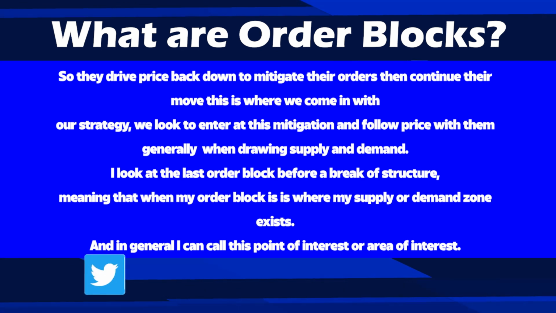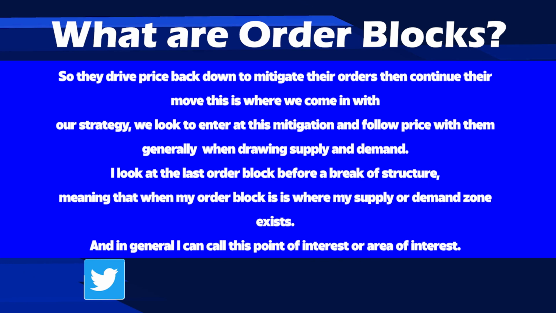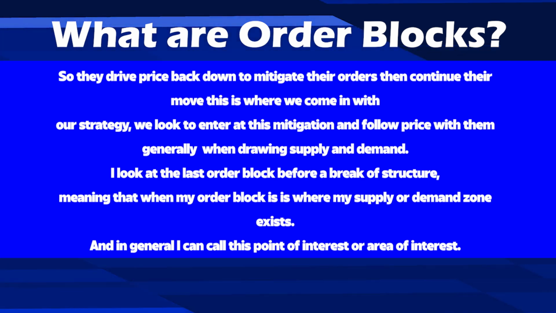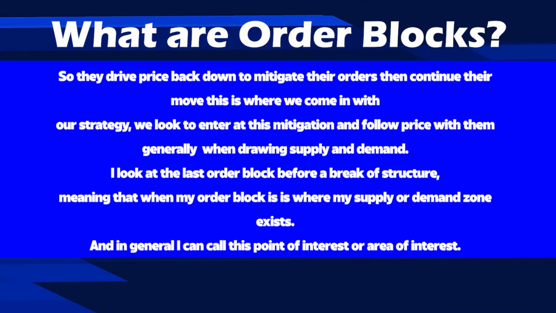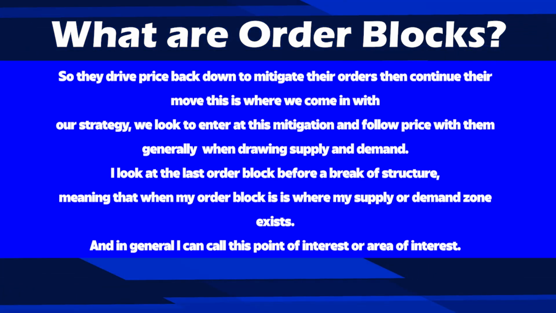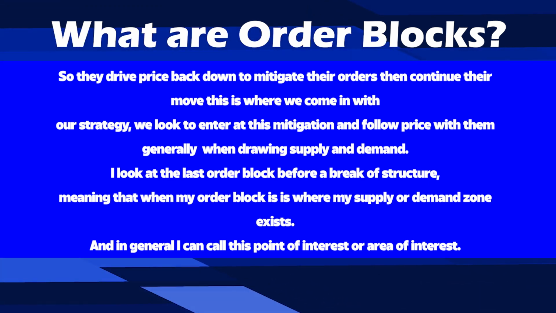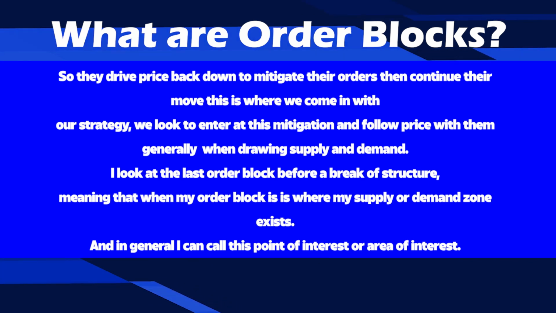Generally, when drawing a supply and demand zone, I look at the last order block before a break of structure, meaning that where my order block is, is where my supply or demand zone exists. And in general, I can call this a point of interest or area of interest.